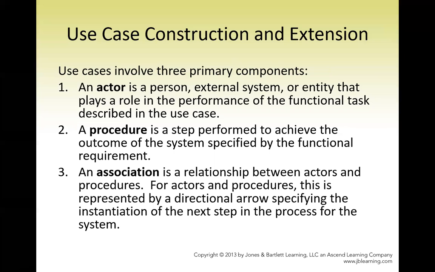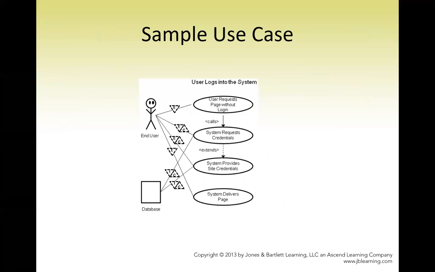Association is the relationship between the actor and the procedure. For actors and procedures, this is represented by a directional arrow, specifying the instantiation of the next step in the process for the system. So we have someone who will log in. If that information is matching, then he will go to the home page or my account page. If it's not, then he will be prompted to enter the information again, just like this. So user logs into the system.